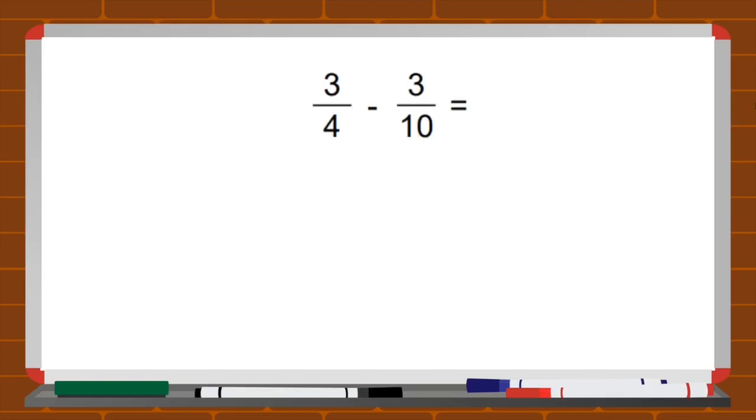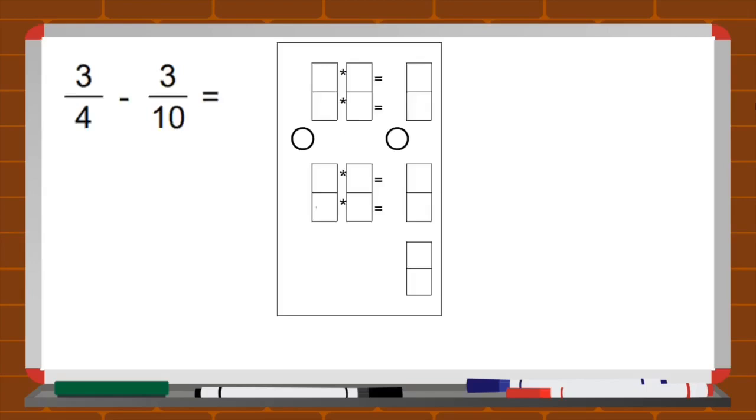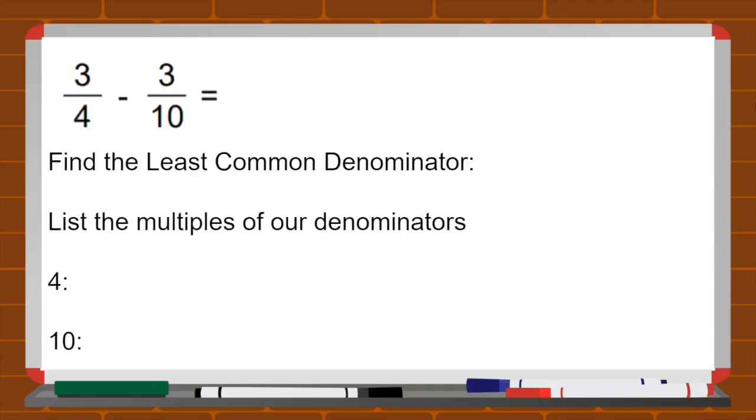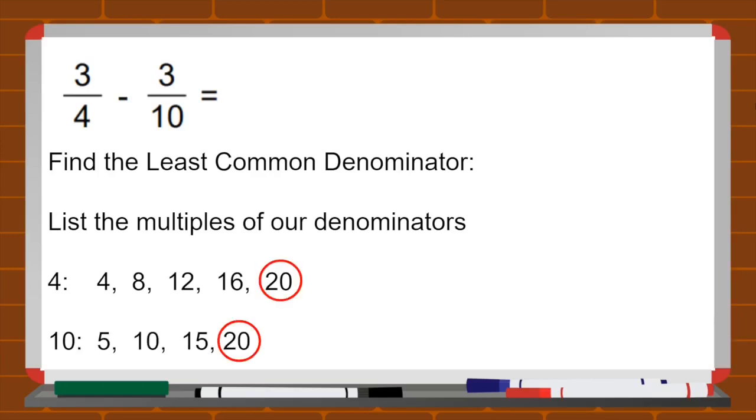Now let's try a subtraction problem. 3/4 minus 3/10. Fill in our equation, 3/4 minus 3/10. We cannot solve this problem. We need a common denominator. Let's find our common denominator by finding the least common denominator, by listing the multiples of our denominators. 4, 8, 12, 16, 20. 5, 10, 15, 20. We have found that 20 is our least common denominator.